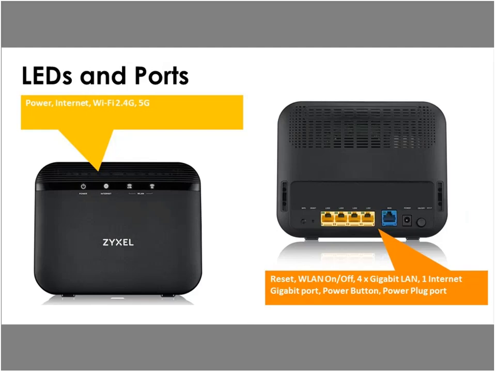So the front and back panels, you can see, very simple. We have the power, the internet, and the Wi-Fi 2.4 and 5 gig. Then on the back panel, we have the on and off button. We have the WAN port in blue, and then the LAN ports as well, and the power button off options.